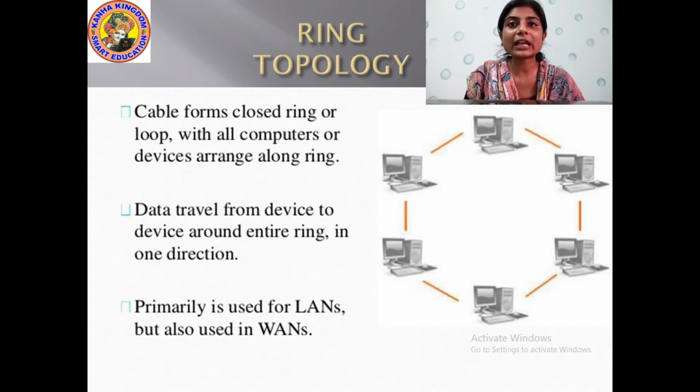It is primarily used for LANs but also used for WANs. It is used for local area networks and also for wide area networks. In both networks, this topology can be used. Understood? The data travels around the ring and is read by each workstation. That means each computer can read the data which is being transferred from one computer to another. Understood? This is ring topology.